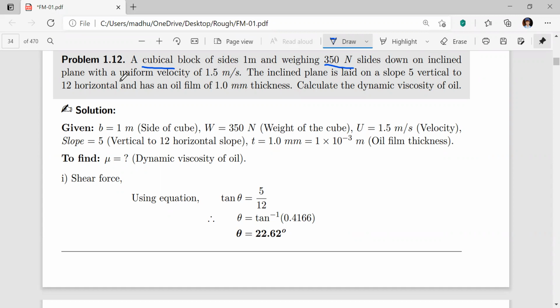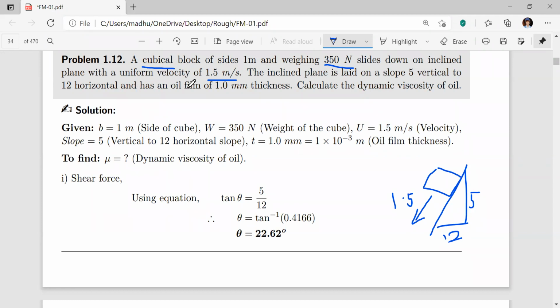Slides down on an inclined plane with a uniform velocity of 1.5 meter per second. So there is an inclined plane, and on this inclined plane a cube is kept like this. It slides down with a velocity of 1.5 meter per second. The inclined plane is laid on a slope of 5 vertical to 12 horizontal. This is the slope.